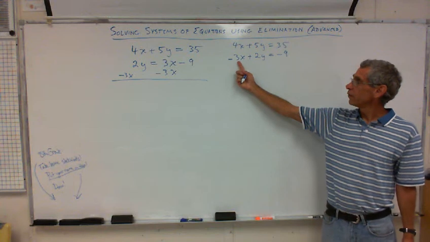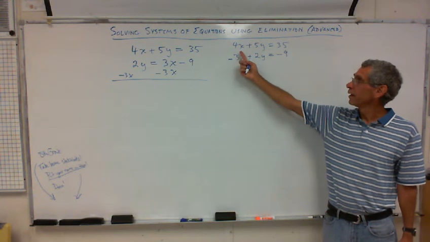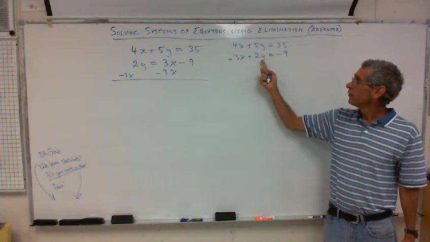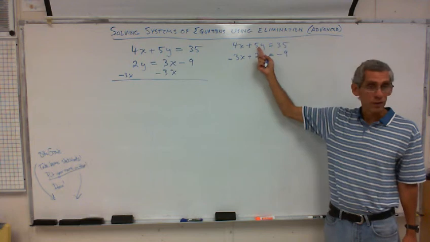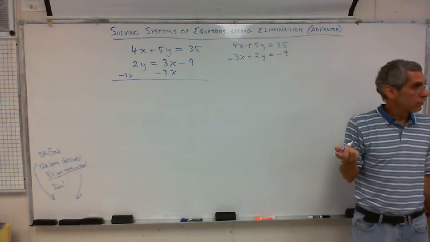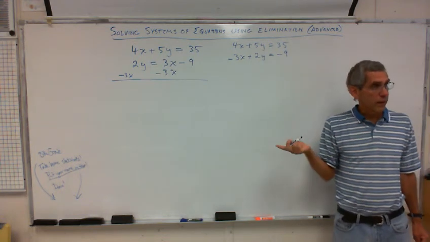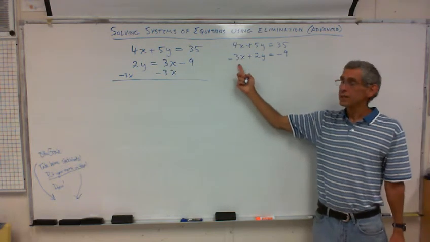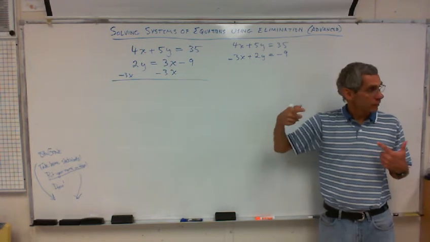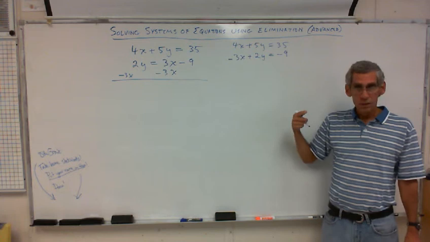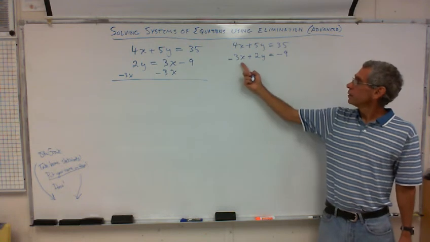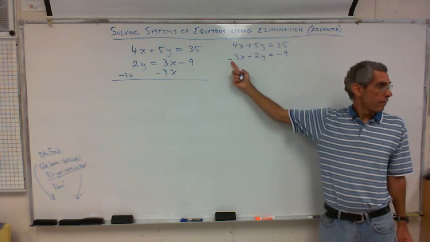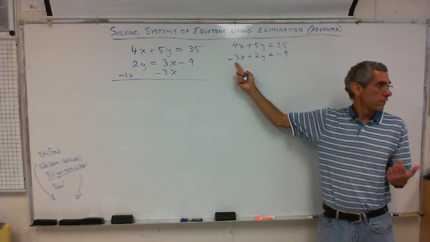So now I have to ask myself, what do I want to get rid of? I look at my coefficients. I have a negative 3 here, and I have a 4 here. I have a 2 here, and I have a 5 here. It's pretty much your choice. Do you want to get rid of the x's, or do you want to get rid of the y's? We're going to have to turn the coefficients into the same number, only opposites, right? So since this is already negative, my gut feeling, it doesn't matter.